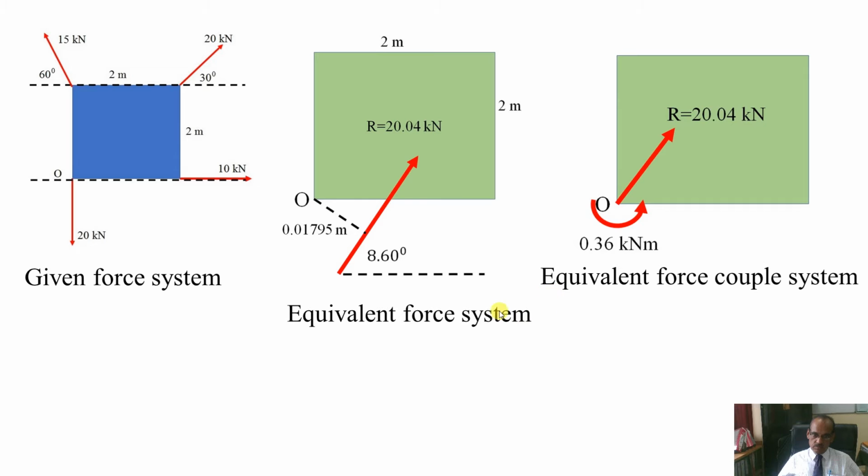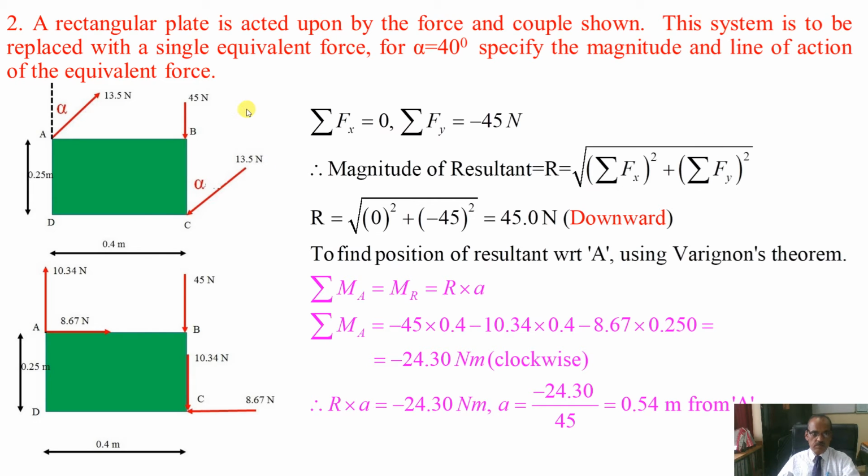So this is the given force system. This is the equivalent force system to this, and this is the equivalent force couple system to this. So the effect produced on a body by this system, by this system, and by this system, they are the same. Is it okay? This way you can solve the problems on non-concurrent force systems. Okay, let us take the next example.